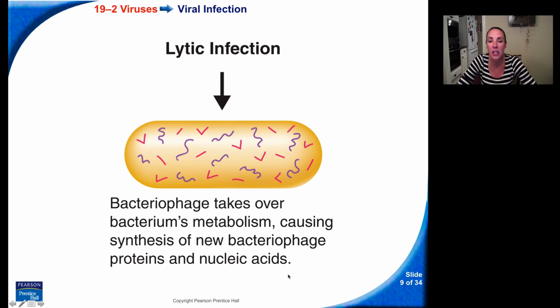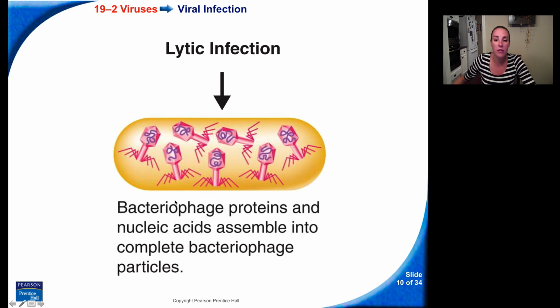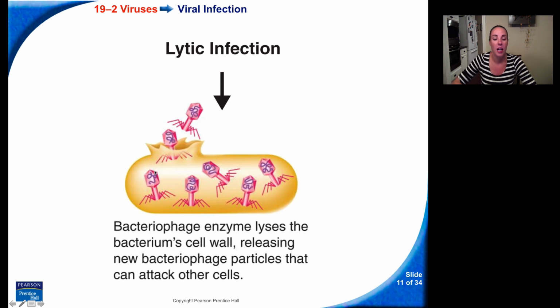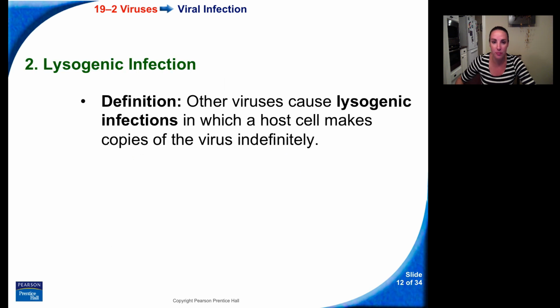So basically, it takes over all functions of the cell, and it causes it to make more bacteriophage proteins and nucleic acids so that it can assemble a new virus. Bacteriophage proteins and nucleic acids assemble into complete bacteriophage particles inside the host cell. And then the bacteriophage enzyme lyses the bacterium's cell wall, releasing new bacteriophage particles that can attack other cells. So it pokes holes in the membrane and releases the viruses. And that host cell is now dead.